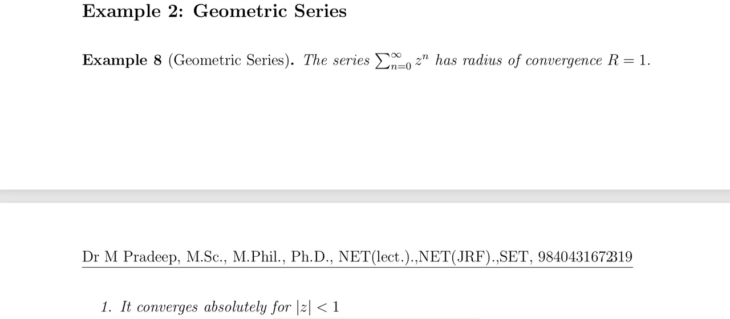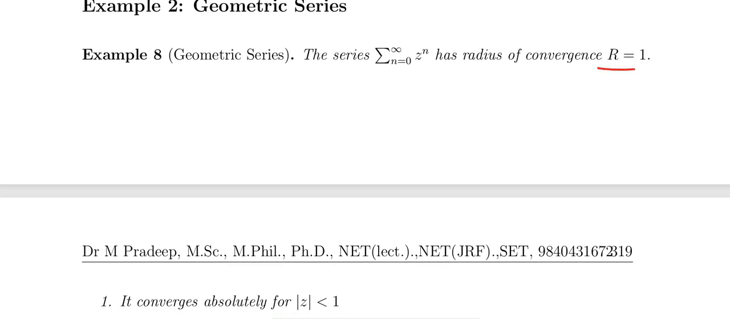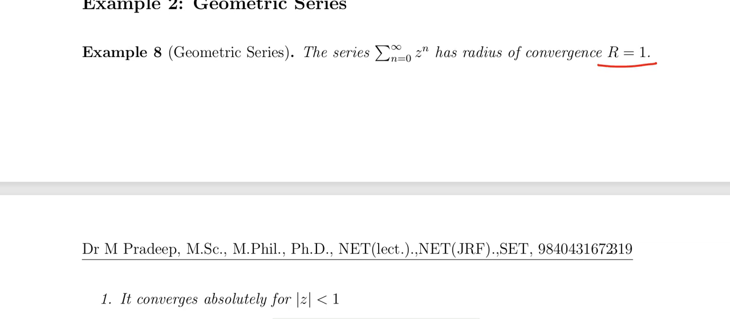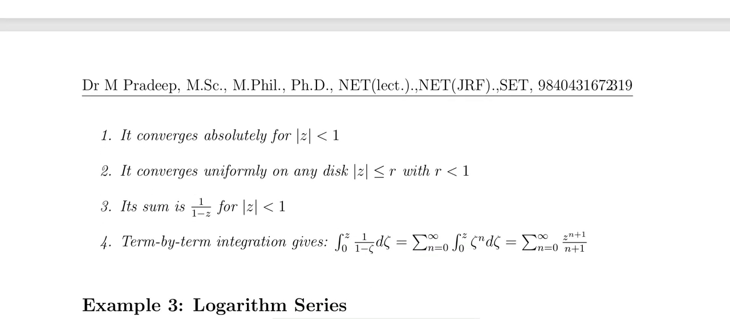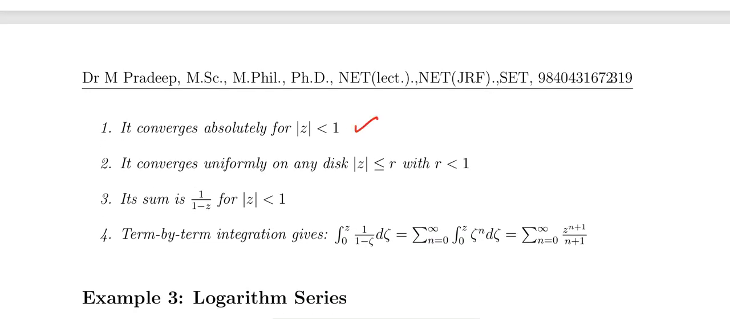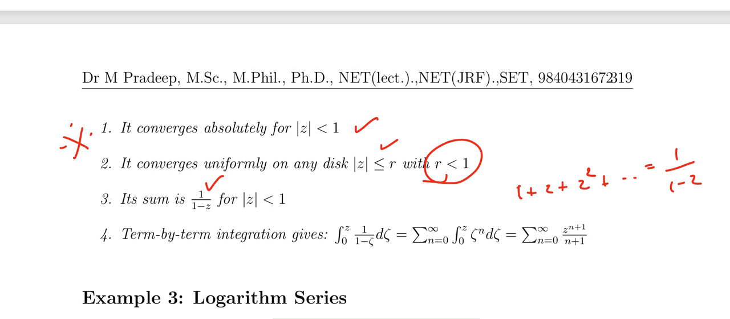And the geometric series summation z power n has a radius of convergence r equal to 1. So it converges absolutely for mod z less than 1, and uniformly converges for mod z less than or equal to r, r less than 1. That is very important. And the sum is 1 by 1 minus z. If you know the series, then the sum is known: 1 plus z plus z square plus and so on. This converges to 1 by 1 minus z, that is nothing but (1 minus z) whole power minus 1.